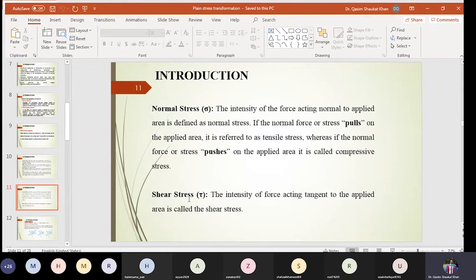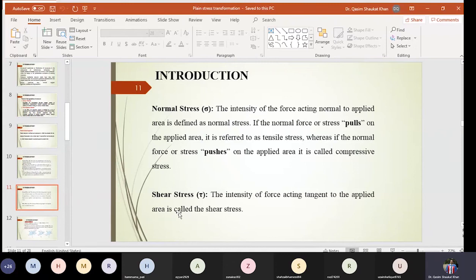Then the second thing is shear stress. Shear stress is intensity of the force acting tangent to the applied area, is called as the shear stress. Okay? So shear forces which are acting in the plane of the area, which are trying to slide one segment of the element over the other, these shear forces will produce the shear stress in the element.